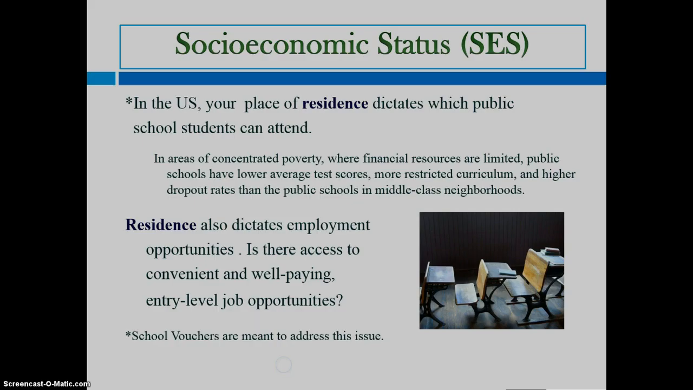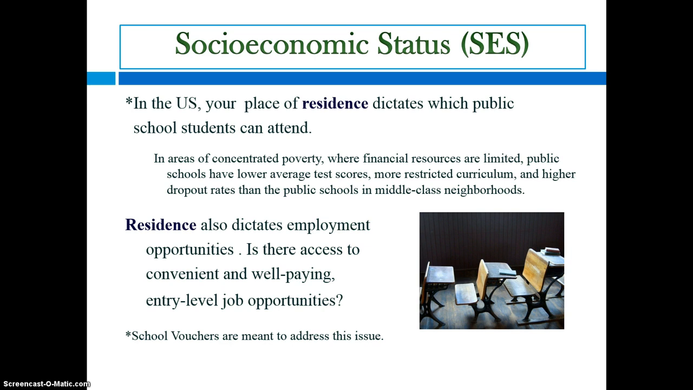It says in the U.S., your place of residence dictates where your child goes to school. And we do know that schools who have concentrated percentages of poverty end up having lower average test scores. Those school districts, in particular, are more restricted in the curriculum that they can offer students because the tax base is not there. They also have higher dropout rates than the regular public schools, which are situated in middle-class neighborhoods.